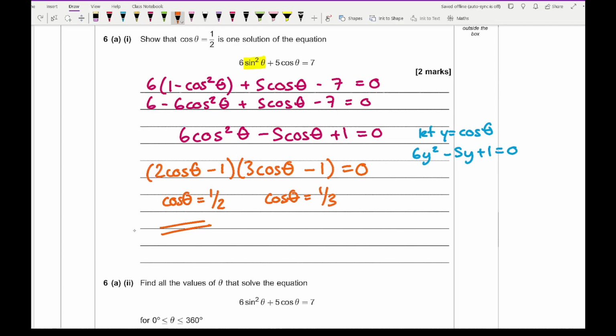Again, if you wanted to use your calculator and use the equation solver, you would get y equals a half and y equals a third, which ultimately will give you the answers that the question has asked you to find.